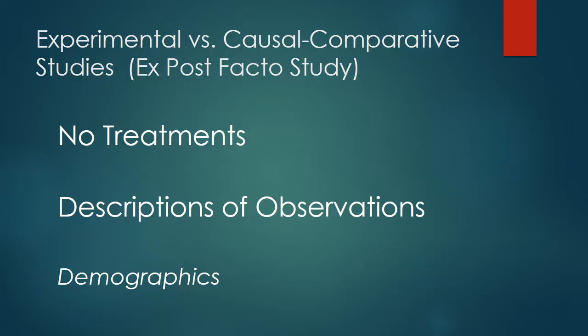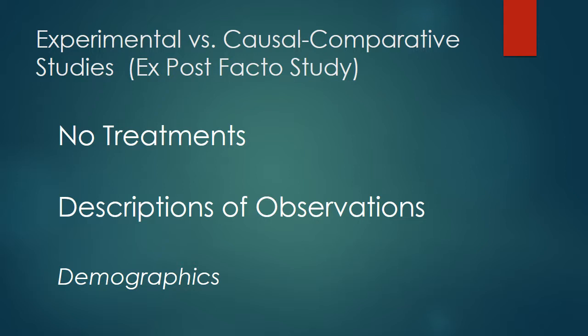One non-experimental method that also addresses cause and effect relationships that we find addressed in experimental studies is the causal comparative method, or the ex post facto study. Sometimes we call that quasi-experimental. There are no treatments involved, just descriptions of observations. With causal comparative studies, we use these when we're interested in examining causality, but it's not possible to conduct an experiment.